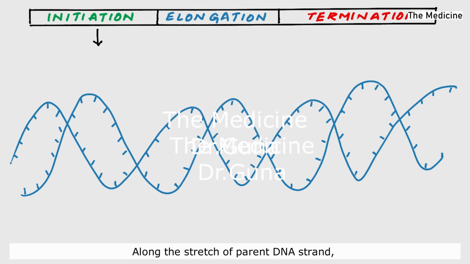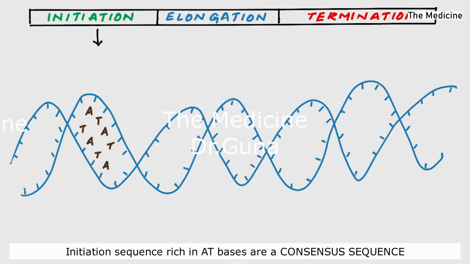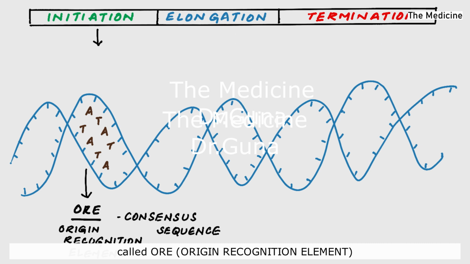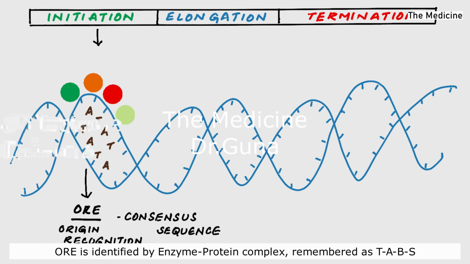Let's see step 1, initiation. Along the stretch of the parent DNA strand, an initiation sequence rich in AT bases, or a consensus sequence called ORE, origin recognition element. ORE is identified by an enzyme protein complex remembered as TABS.